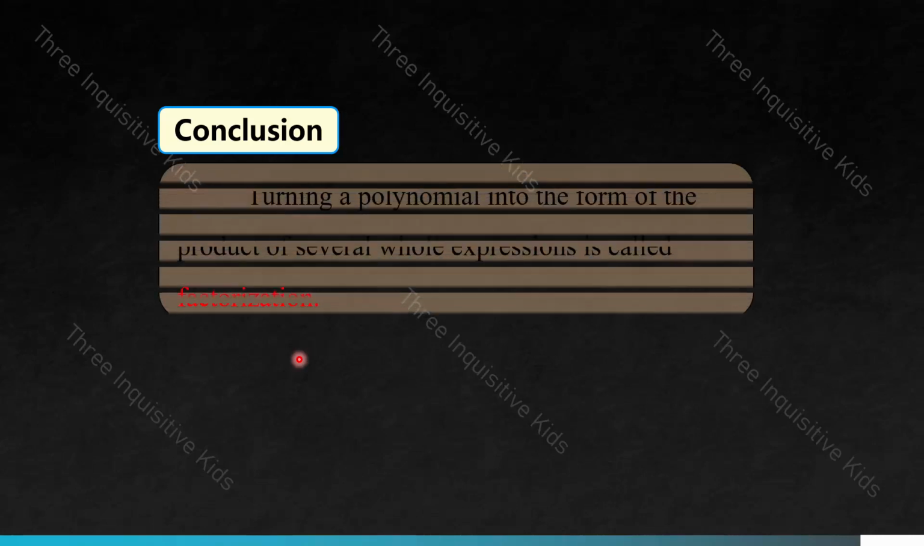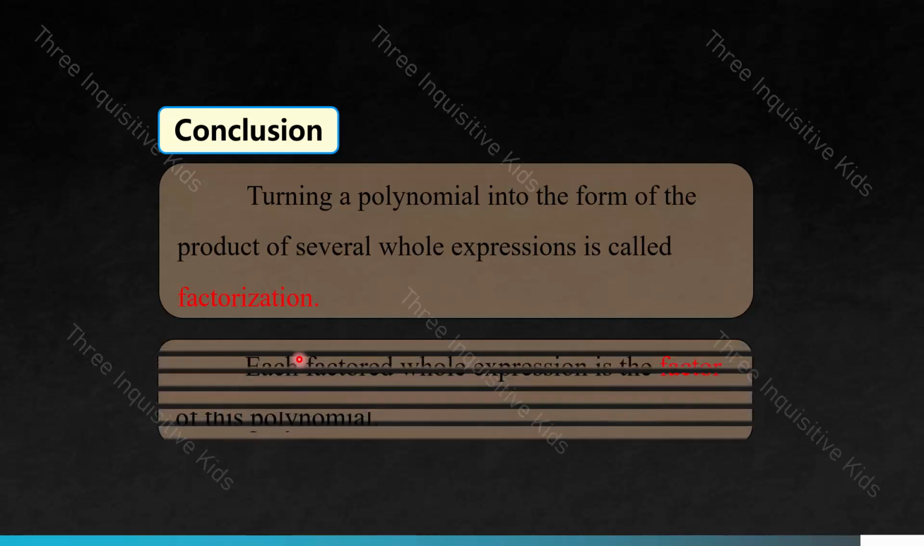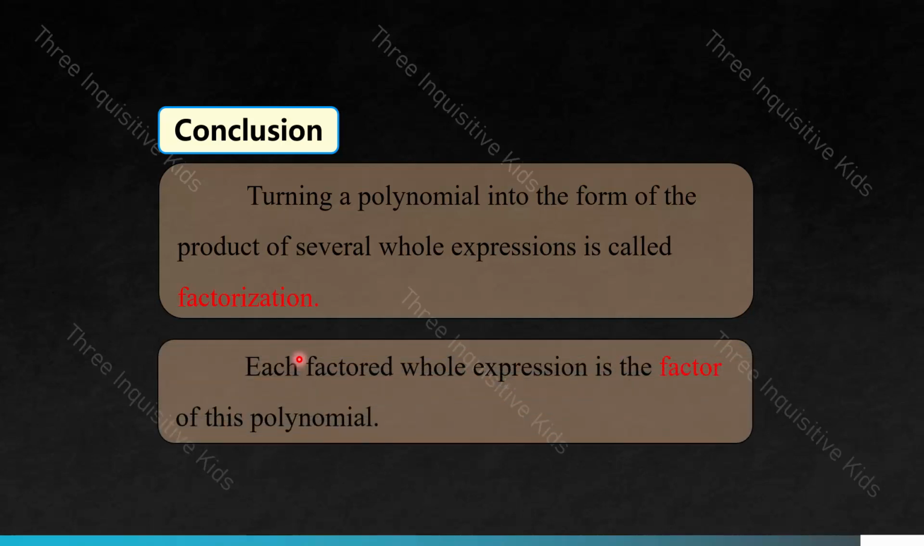So using your observations, here's what you can conclude about factorization. Turning a polynomial into the form of the product of several whole expressions is called factorization. Each factored whole expression is the factor of this polynomial. So the two keywords here are factorization and factor.